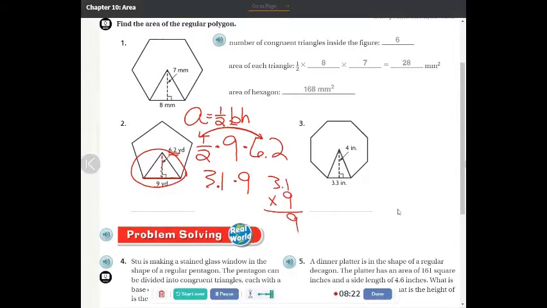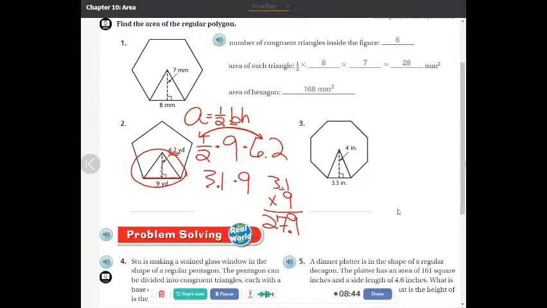9 times 1 is 9. 9 times 3 is 27. Okay. Now I've got 279, but what I can't forget is the decimal. How many digits behind the decimal? 1. 27.9, our final answer? Yes. No, Voight, it is not. This is the final answer for the area of one triangle.